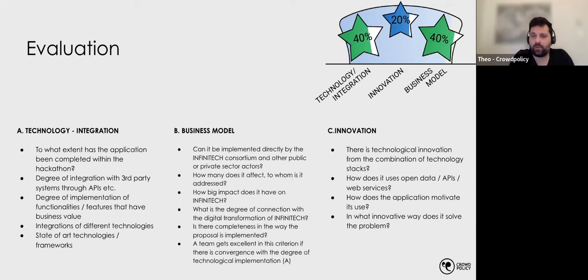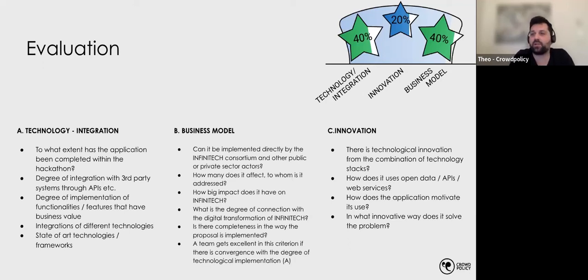Again, we are here to help. We have many business developers with us, so we will help you build your pitch around this. The third part is about innovation. So, what is the technology innovation that you're using? Any technology stacks that are innovative and offer new possibilities. How you use, again, the open data, APIs, web services in your tools. How it motivates new users to join and solves new problems, or solves old problems in new ways, and in which ways it does.